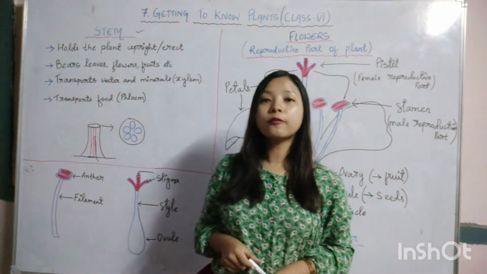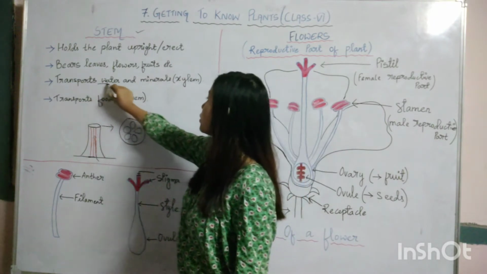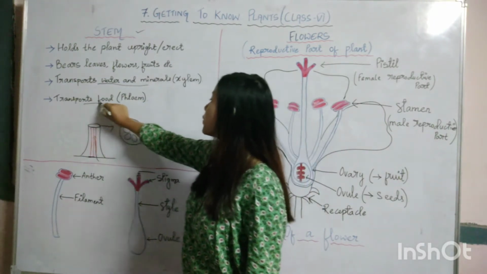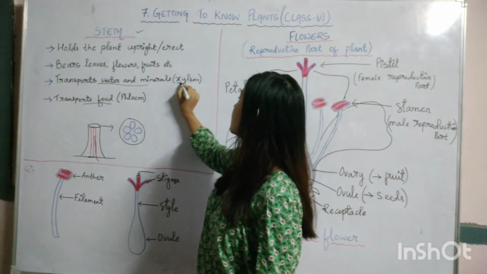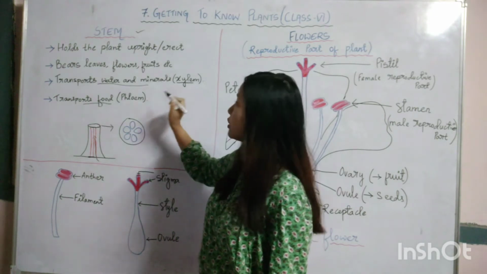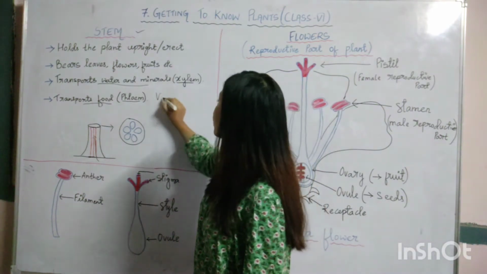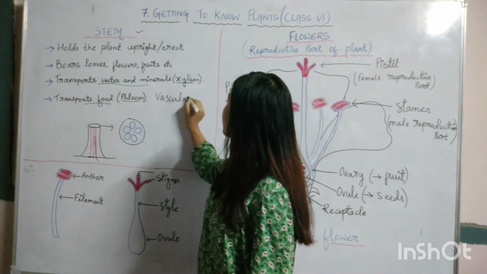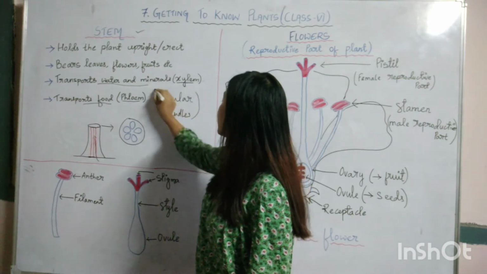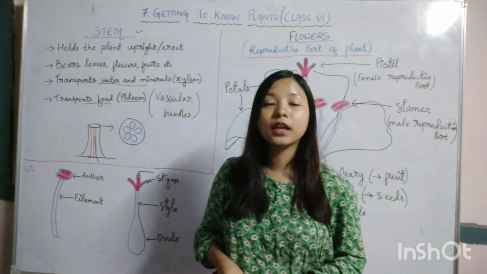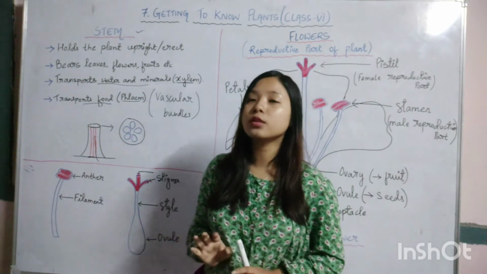Then it performs another two functions which are very important, that is transportation of water and minerals and transportation of food. So transportation of water and minerals is done through xylem and transportation of food is done through phloem. Xylem and phloem together are known as vascular bundles. You can study vascular bundles in detail when you reach class 9, but for now we will just have a brief glance over them.